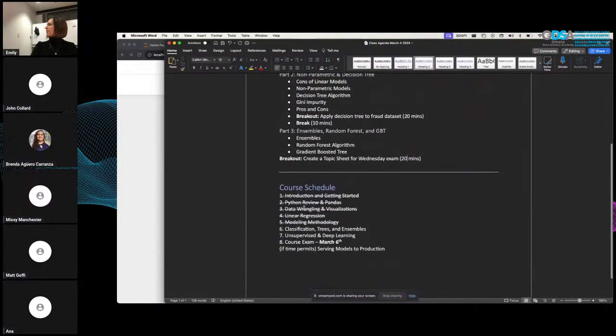Okay, so let's look at this class schedule because I messed this up again. We have gone through all of these sections so far, so 1 through 5. And then today we're going to talk about classification, trees, and ensembles. And then I'm going to post after probably Thursday or later or throughout the course. I'll tell you when I post on unsupervised learning, deep learning, and NLP.